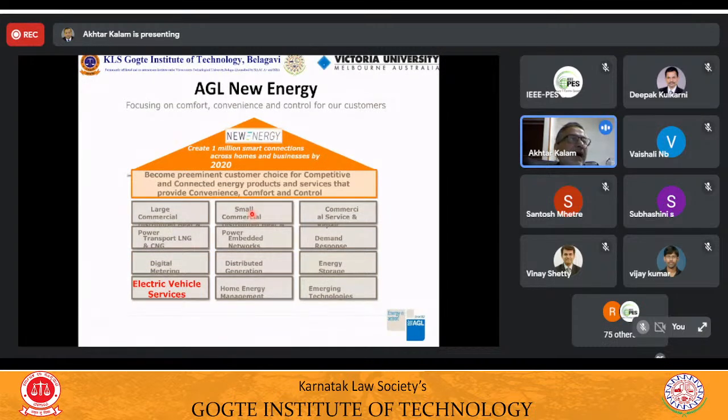So look at that. Amongst all the large ones, we already have most of them electric vehicle services. There's small commercial, and look at all the various type of things which will be part of our system. Look at all the various things which will make our new energy. It is no longer just the power embedded generation or LNG and the CNG type, but look at all the transport sector, which will definitely change dramatically.